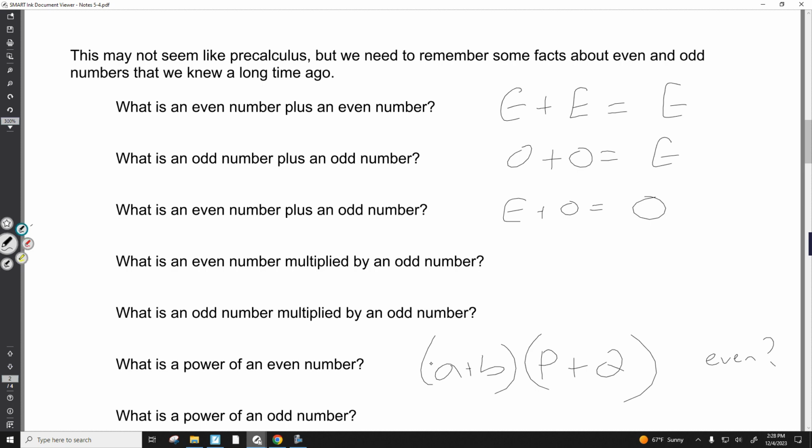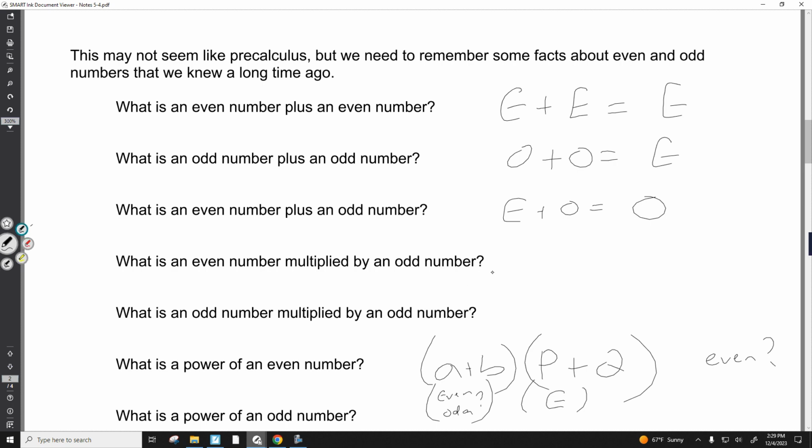What is A plus B? Well, A could be anything, B could be anything. So this could be even, this could be odd. I'm not sure. But what's P plus Q if this is an even function? If it's an even plus an even, this has to be even. Okay, cool. Now the question is, does this times this have to be even?